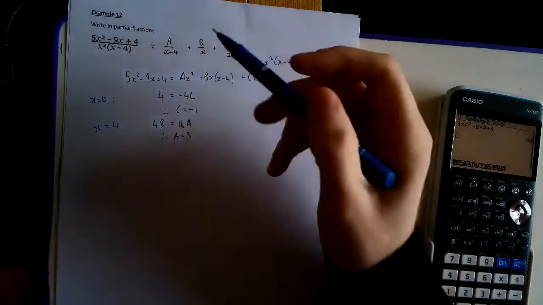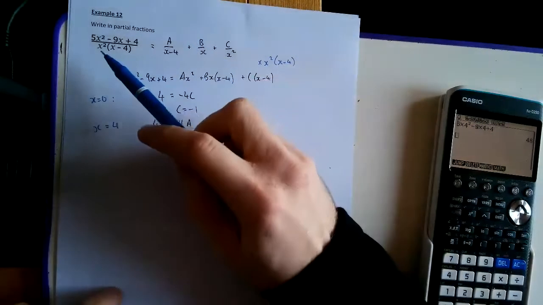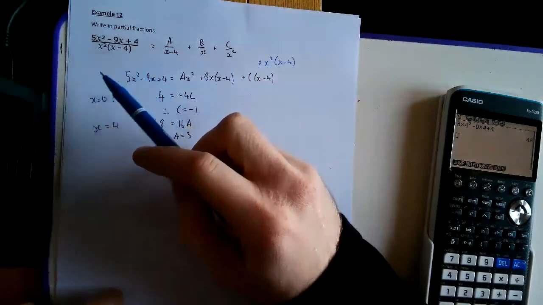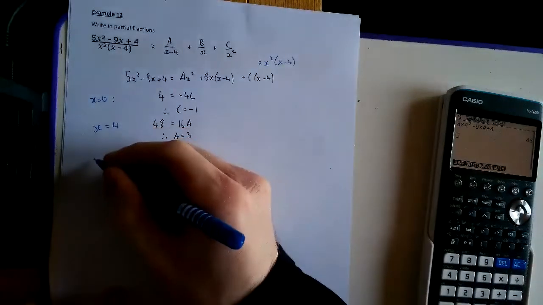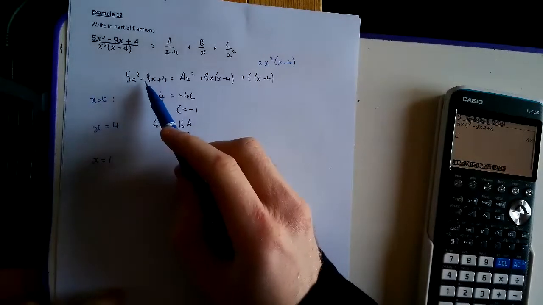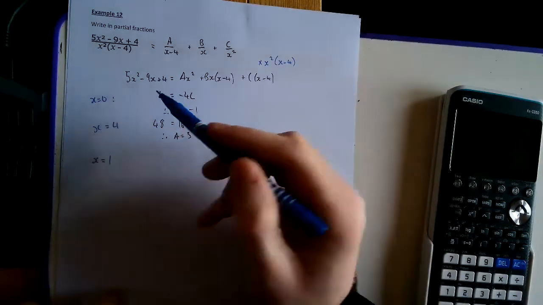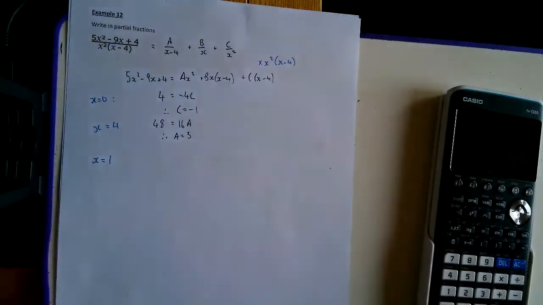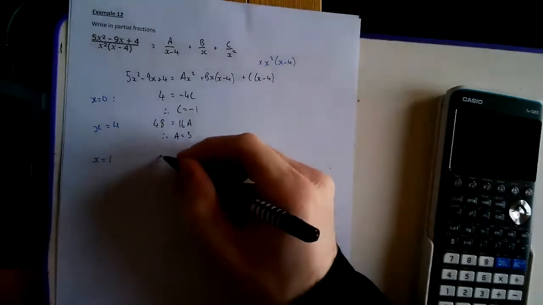Okay, now I would pick any number I want. So I've already used 0, I've already used 4. So I can't use 0 again. So I'm going to use the next easiest number I can think of, 1. So 5, take away 9 is minus 4. Add 4 gives me 0. So the left-hand side is 0.